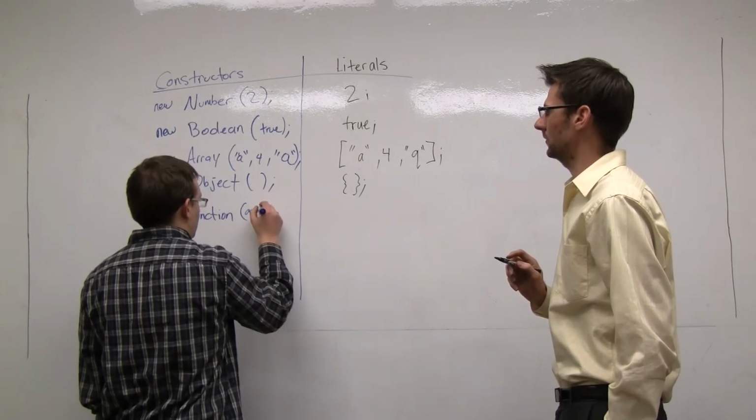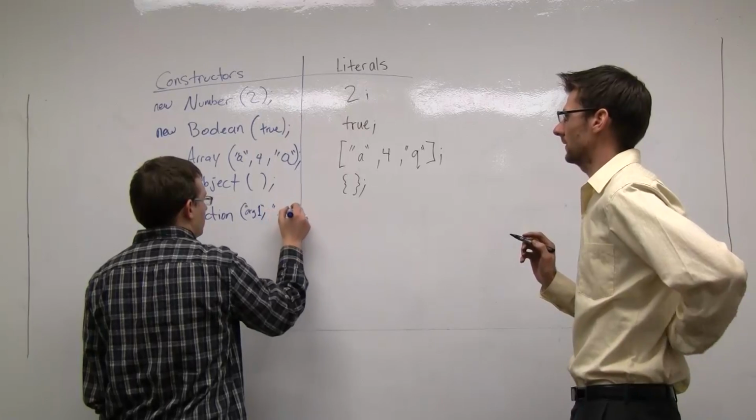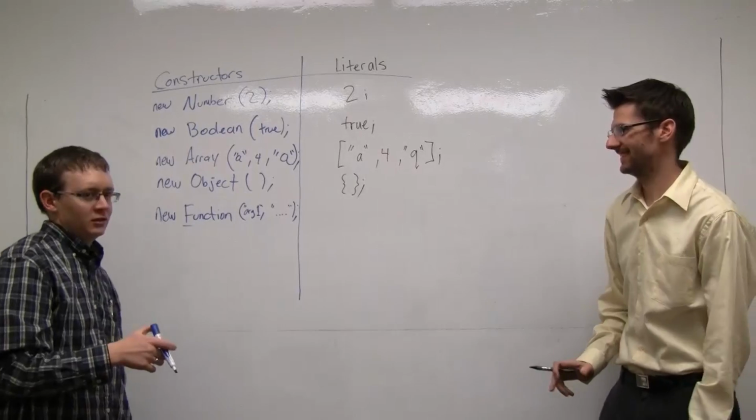arg1, which is a string. You're just naming them, so you're giving them names. And then the function body goes in as a string. Correct. You can see why this would be awkward and you wouldn't want to use it.